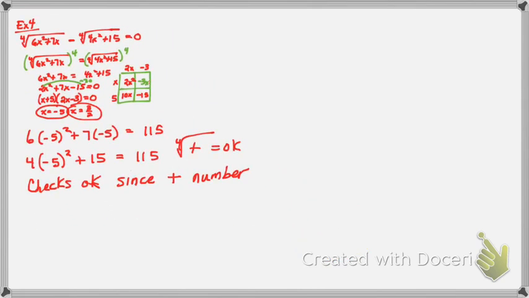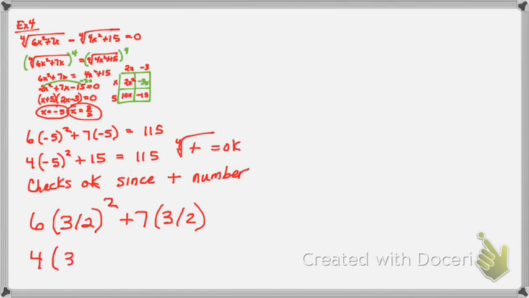So this time I want to type in 6 times 3/2, or you can do a 1.5, squared plus 7 times 3/2. Then 4 times 3/2 squared plus 15. And they should come out the same number. I'm really just worried about whether they're positive or negative. So if you type those in your calculator, what will you get?